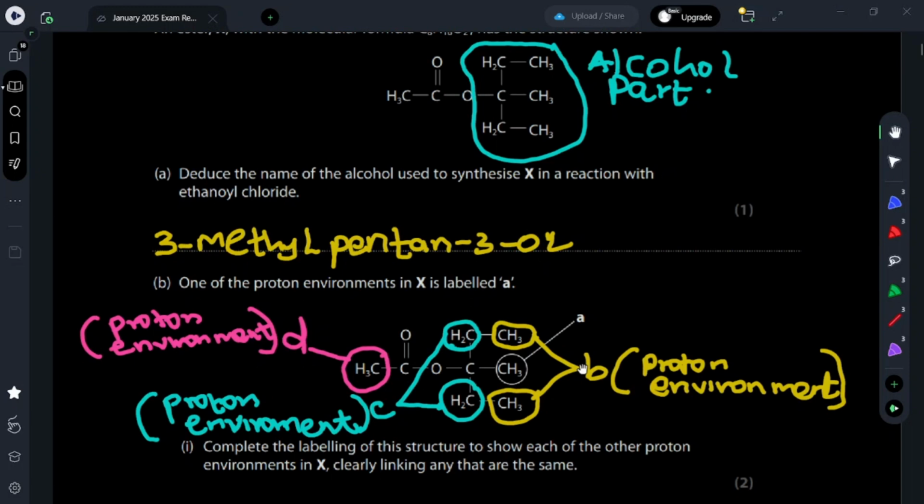Then we have this CH3, which is bonded to a CO. In fact, this one is a very unique one, which is even in a high resolution proton NMR, it is going to show a singlet, because its adjacent carbon has no hydrogen. Very unique one. All right. So those are the proton environments that we were required to label. We move on to the next question.